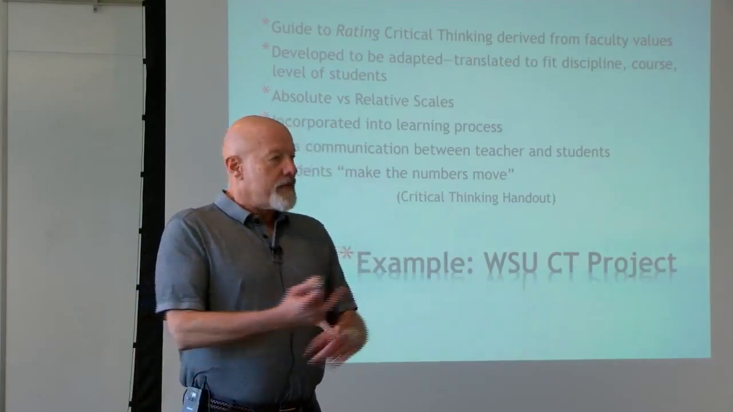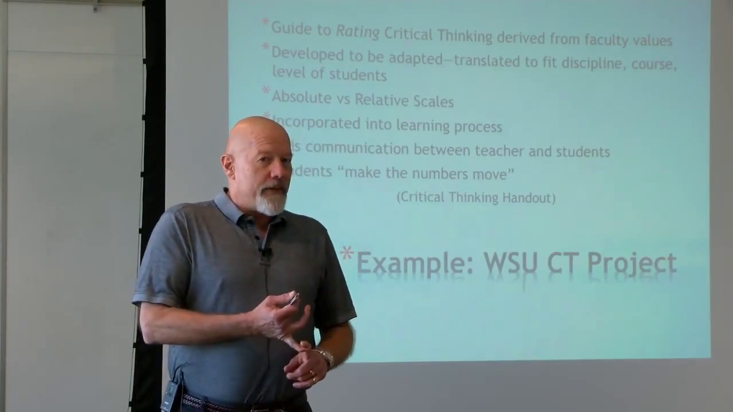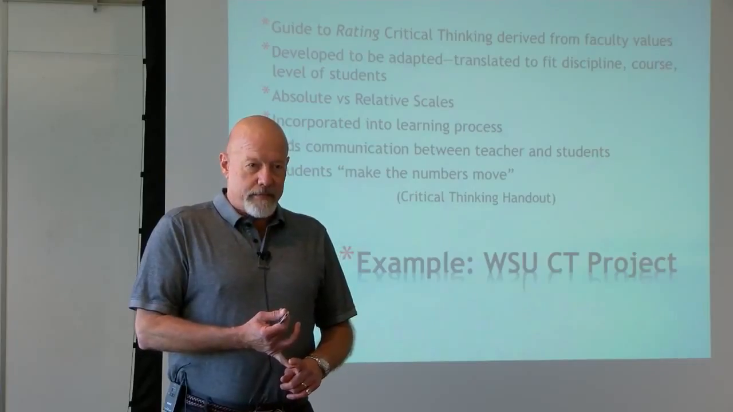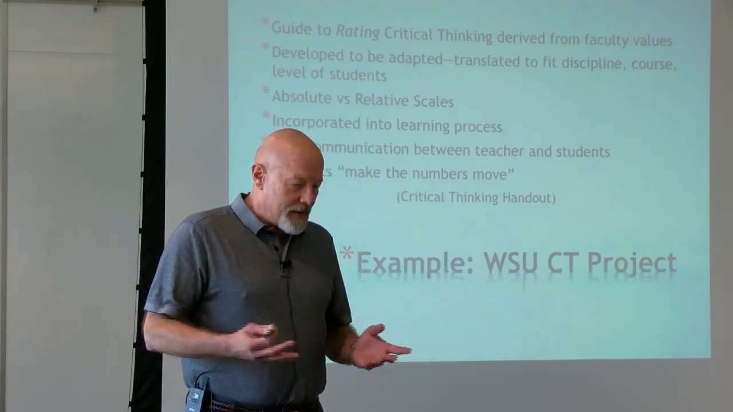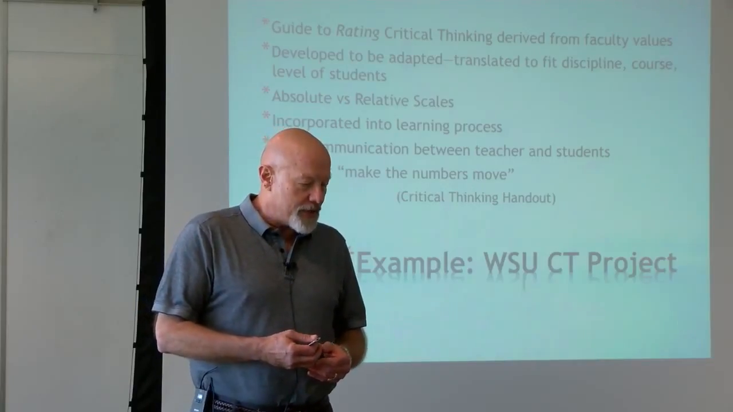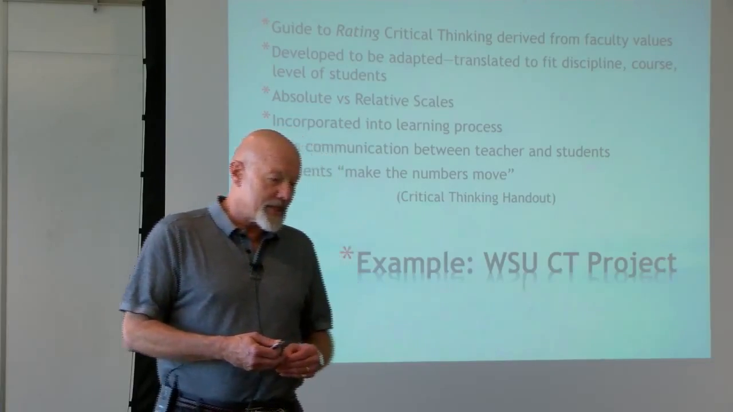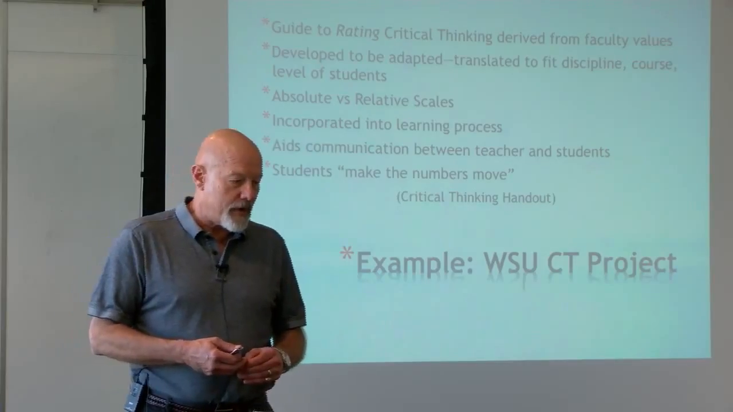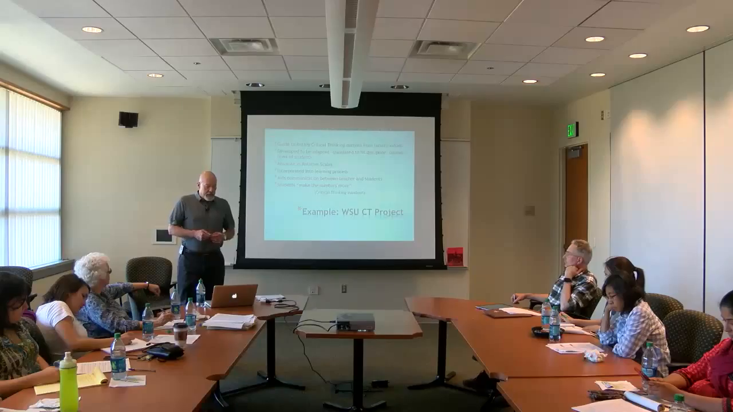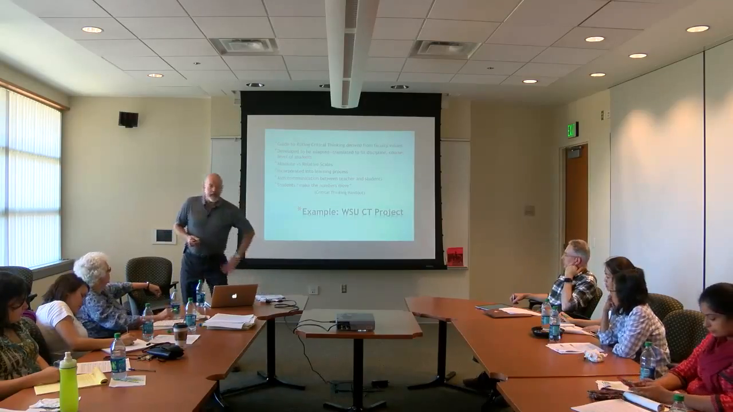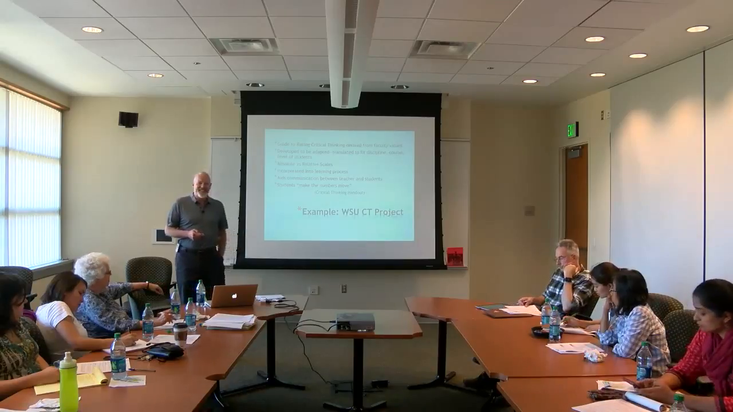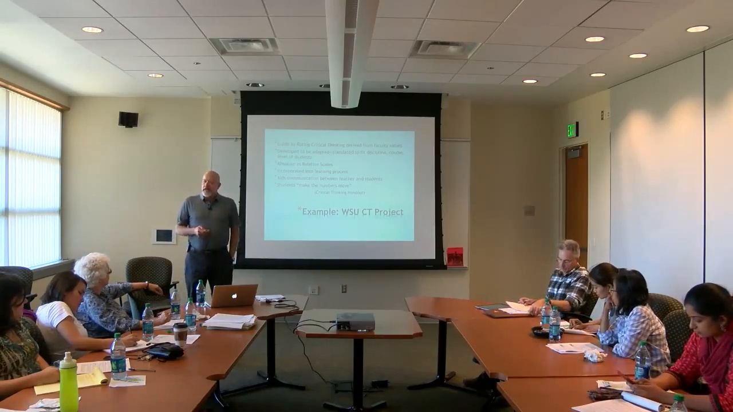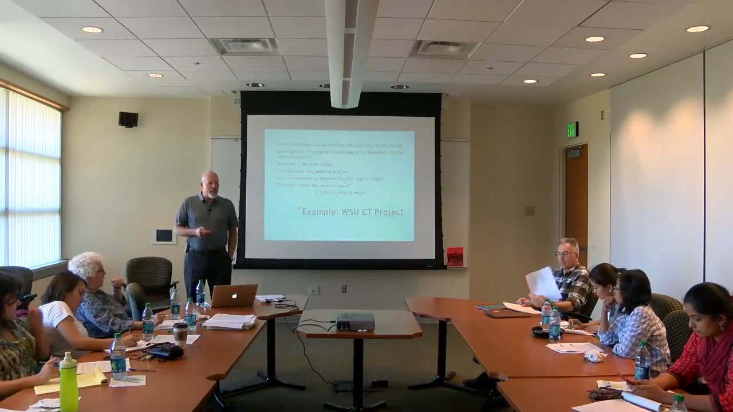So we've got a guide that was derived from faculty values about critical thinking. I won't go into the detail of the development process, but it really happened as a result of a lot of conversations around campus and around the country and even around the world about what faculty value in critical thinking. It was not developed to be used as is. So the version you have in your handout is what I like to call the rubric. It's kind of the original, but you have to develop that. You have to adapt that.